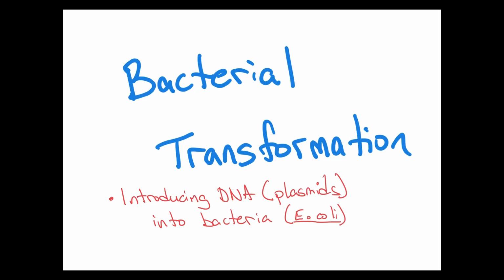Bacterial transformation is the process in which we introduce DNA, typically in the form of plasmids, into bacteria. For us, we're going to use some sort of cloning strain of E. coli. Later, we're going to learn how to do a yeast transformation, very similar to a bacterial transformation with some minor nuances. But generally, this is going to be something that we do fairly regularly.